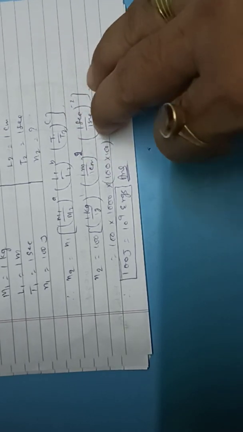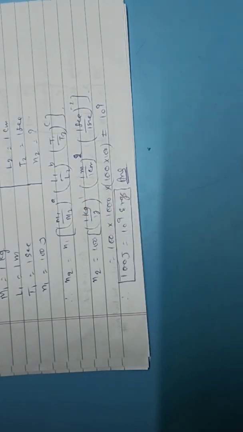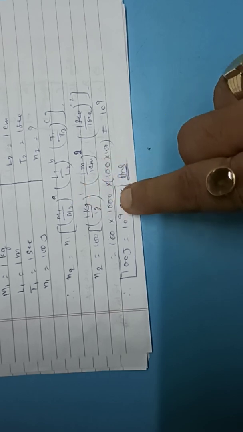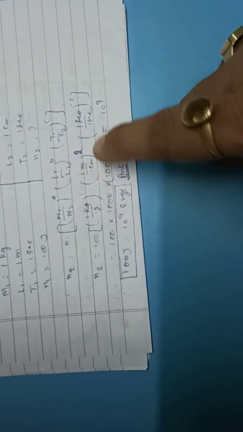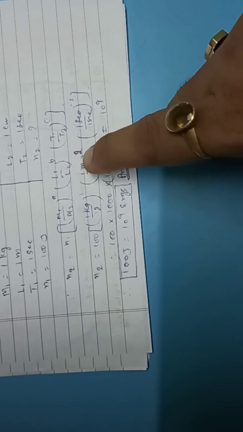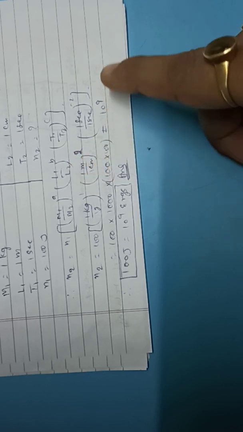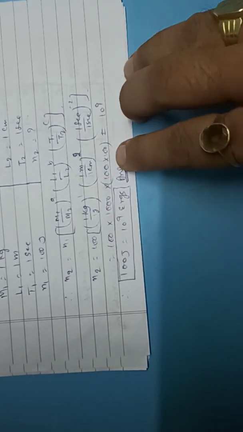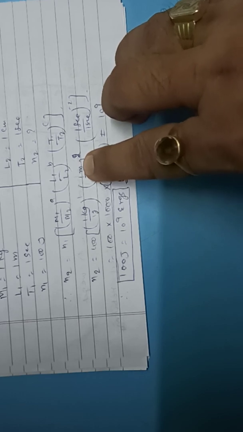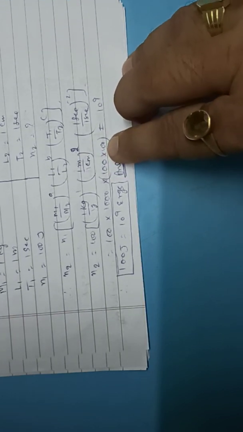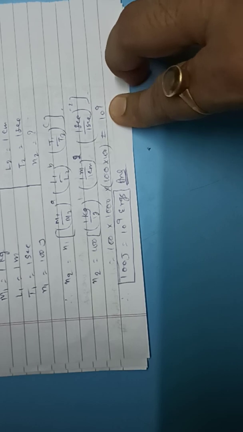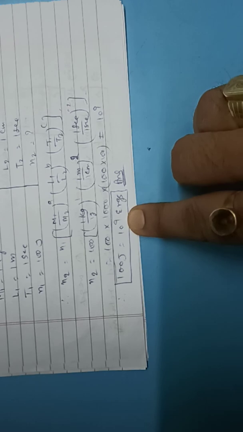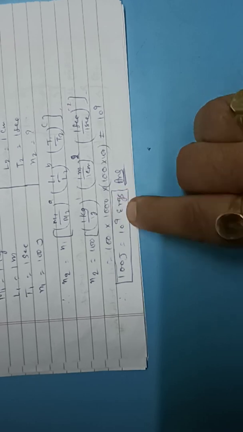Second cancels out, and then we know that 1 kilogram is equal to 1000 gram. So gram cancels, it becomes 1000. 1 meter is equal to 100 centimeter, centimeter cancels, and second cancels. So 100 into 1000 into 100 whole square is equal to 100 into 100... It comes out as 10 to the power 9. Therefore 100 joule is equal to 10 to the power 9 erg. You have to write in this way.